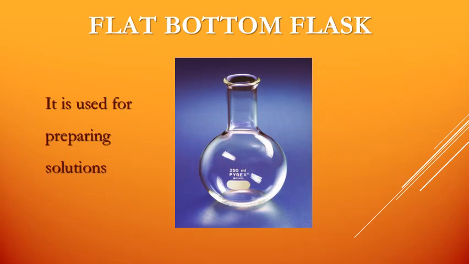Now our next apparatus is the flat bottom flask. A flat bottom flask is usually made up of glass. It is used for preparing solutions for different chemical reactions. It can also come in different sizes, like a 500 ml flat bottom flask, a 1 liter flat bottom flask. We also have a 2 liter flat bottom flask. When we prepare solutions for the experiments, we use these flasks.